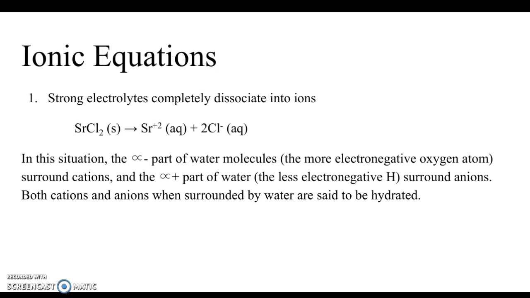Here are some example equations. So strong electrolytes, like I just said, completely dissociate into ions. So if you take an ionic compound solid, add it to water, it completely breaks down into its ion counterparts. In this situation, the negative part of a water molecule, so the partial negative, meaning the oxygen atom, which is more electronegative, is going to surround the cation, so strontium in this case. And the positive part of the water, the less electronegative hydrogen part, surrounds the anion. Both cations and anions are completely surrounded by water and are referred to as hydrated.